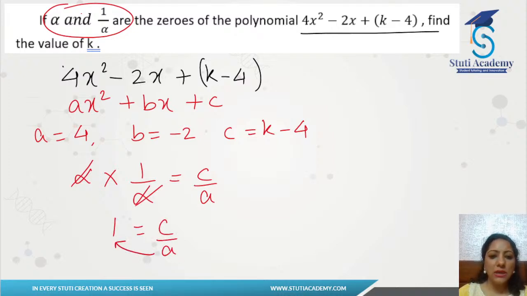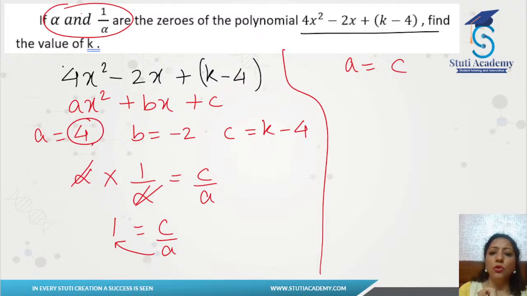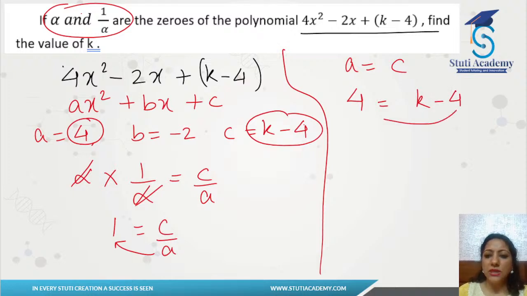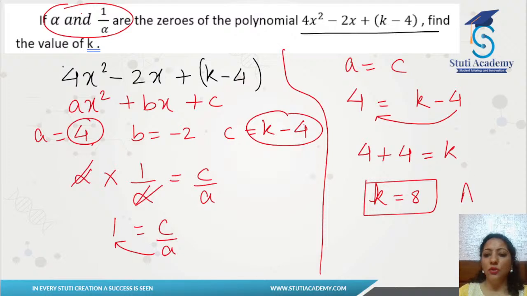A you can take on the other side and then you are going to get a is equal to c. Now a is 4 and this is c. So for a I have written 4, c is k minus 4. If you take 4 on the other side, you will get 4 plus 4 is equal to k. And finally, we have k is equal to 8. That's the value of k. Very simple. I'm repeating this.